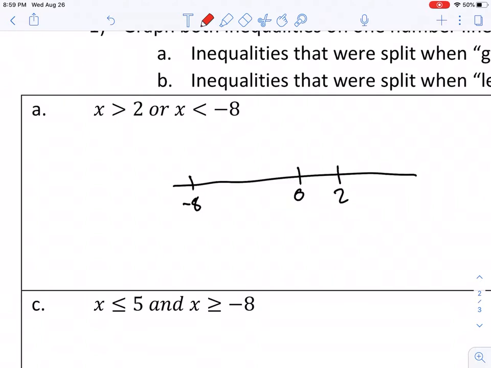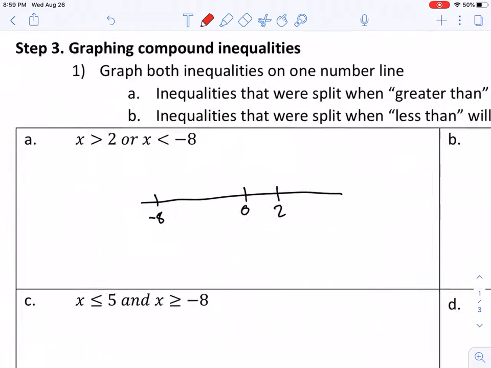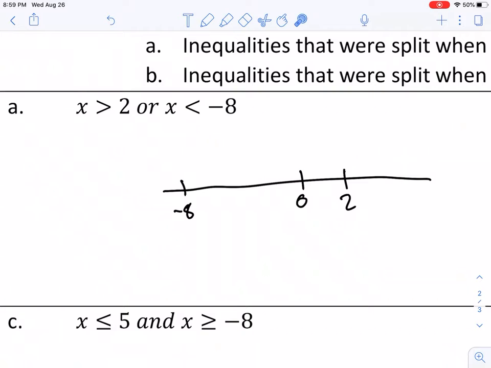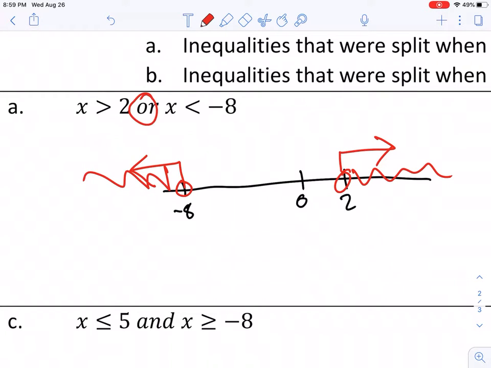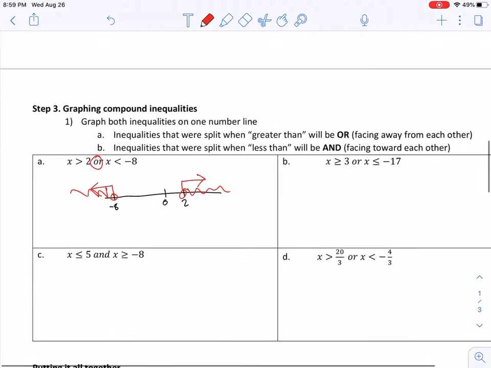So remember, we're checking. Just like our other rules when we did graphing inequalities, for my x is greater than 2, this is an open point on 2, and it's everything to the right. For my x is less than -8, that's an open point on -8 and everything to the left. And so that's what would be shaded. If you notice, this was an OR problem, which means they're going to be pointing away from each other.